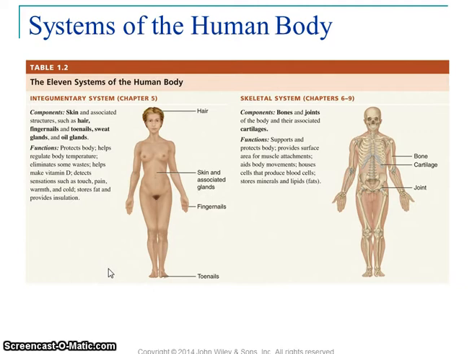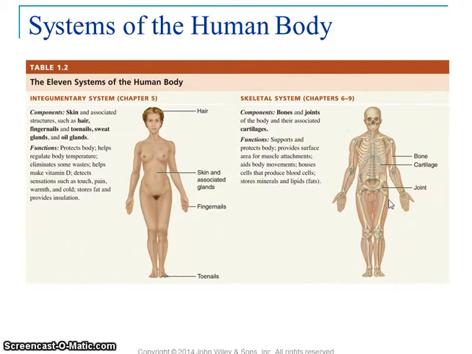You're eliminating waste by sweat. You're making vitamin D, a derivative of cholesterol. That's important for absorbing calcium. In your skin, you've got lots of receptors: temperature, pain, tickle, itch. It all gives us information about our external environment. You've also got a layer of fat that helps with fat storage, and then insulation.